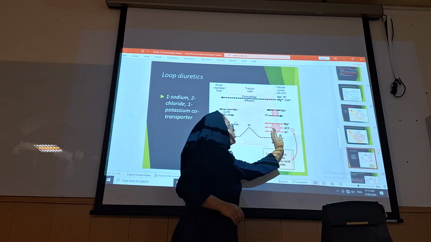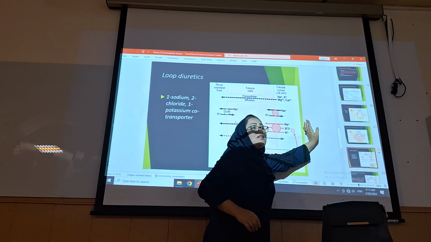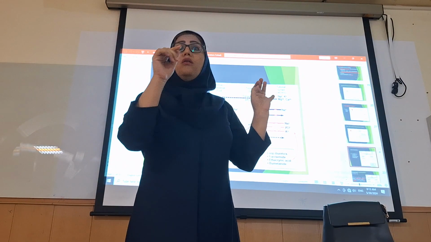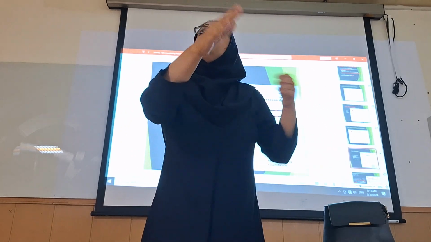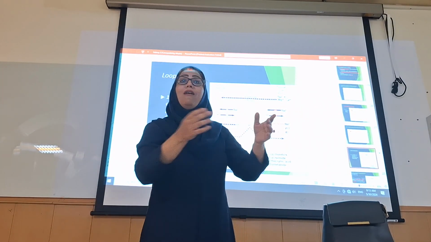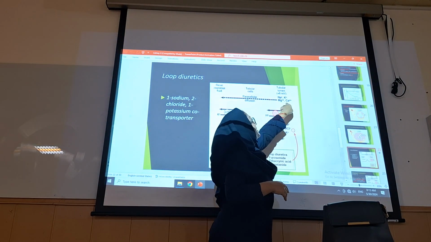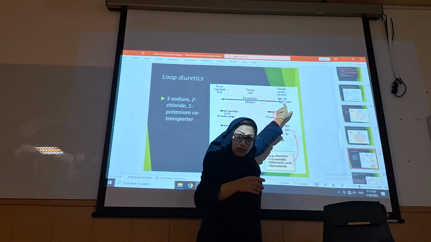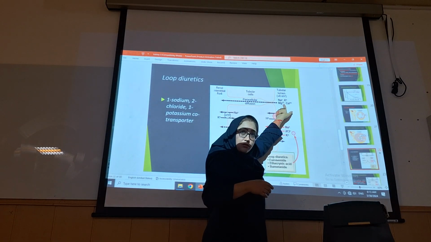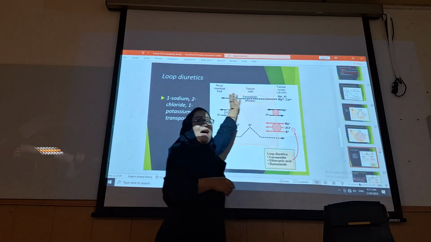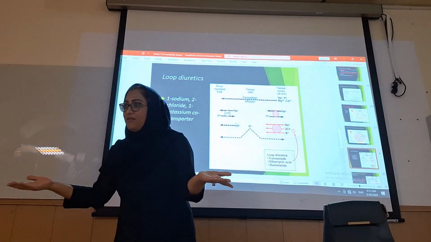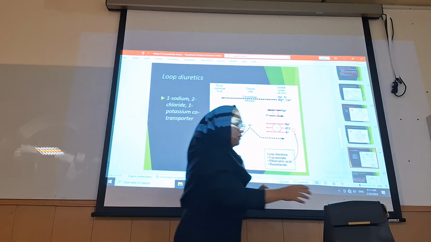When potassium comes in the lumen, what happens regarding the charge? The charge in the lumen becomes more positive. More positive. Okay. And what happens? This causes calcium and magnesium to leak through the paracellular path into the other side. Do we know which path? Paracellular pathway. Got it? No question.